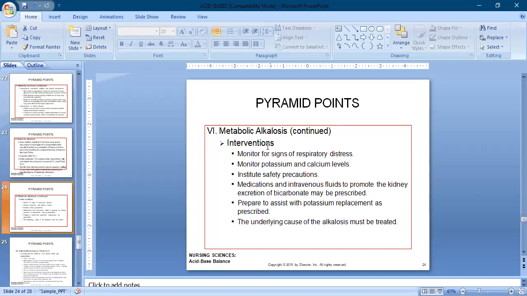Let me read it. Monitor for signs of respiratory distress, monitor the potassium and calcium level. Also, safety precautions we have to follow. Give medication or intravenous fluid to promote the kidney excreting bicarbonate, prepare and assist with potassium replacement, and the underlying cause of alkalosis must be treated.